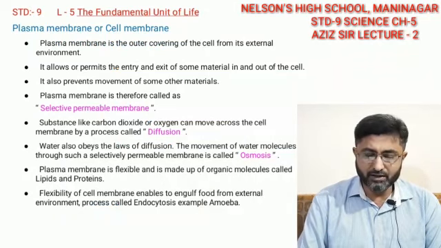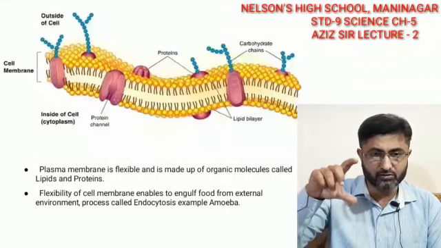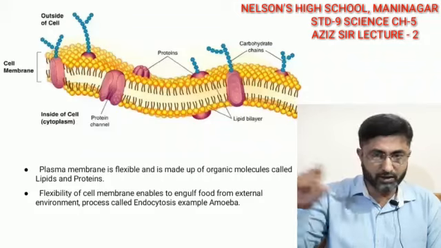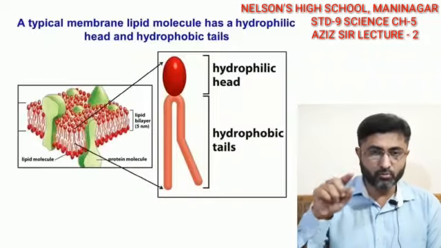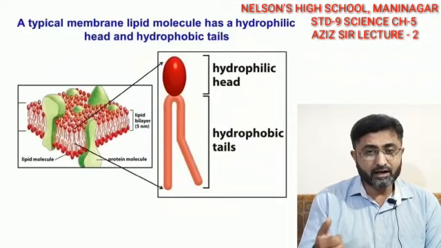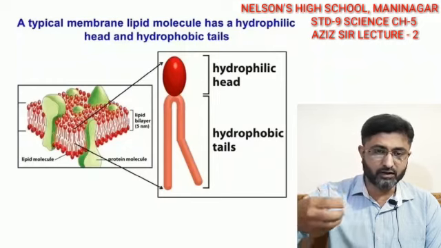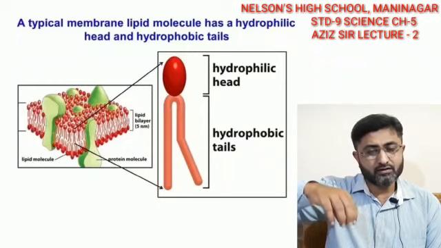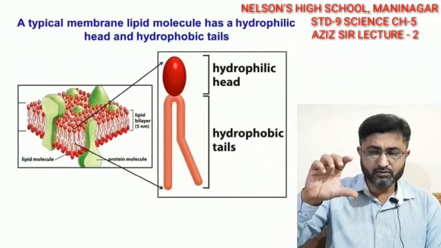The plasma membrane is flexible and is made up of organic molecules. You are able to see on the screen also, it is formed by a double layer, that is the top layer and lower layer. The round balls that you are able to see is hydrophilic. Hydrophilic means these are the ends which are attracted towards the water molecules, and the other ends which are not attracted, which is called as hydrophobic.